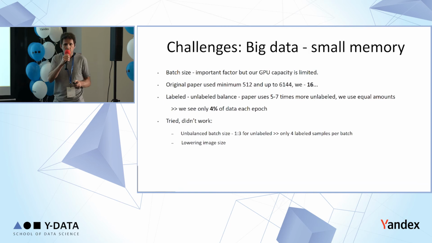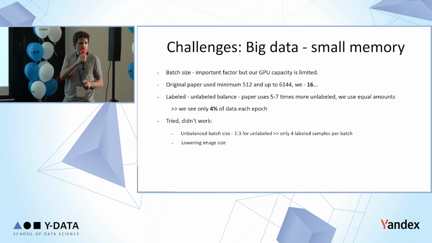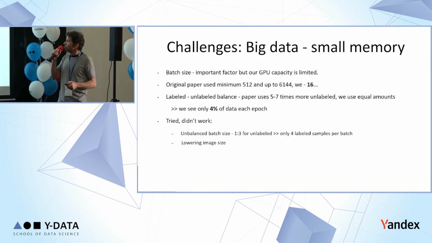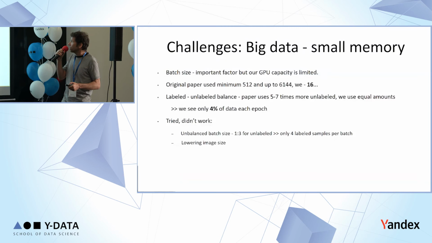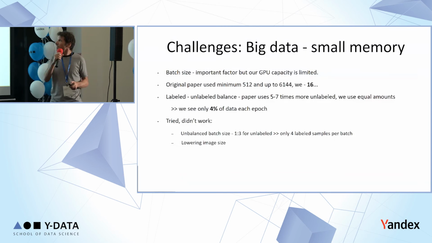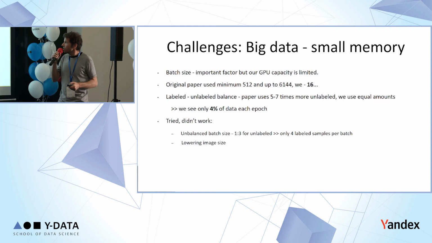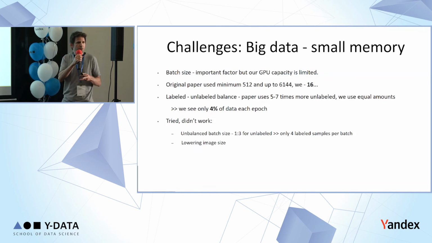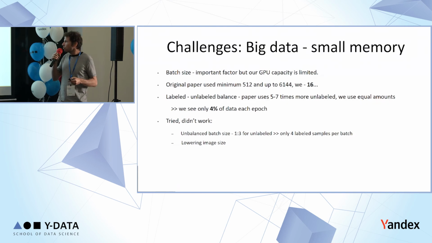The first big challenge was the batch size. The batch size is an important factor in all semi-supervised algorithms. The original paper used 512 and up to 1600, and we used 16 because our GPU was quite limited. And also we had to use an equal amount of labeled and unlabeled data in every batch, and the paper used 5 or 7 times more unlabeled data. This way, as you can see, a lot of data in every epoch, and we could see very little. We tried to change the balance, we tried to lower the image size, but it just didn't work.